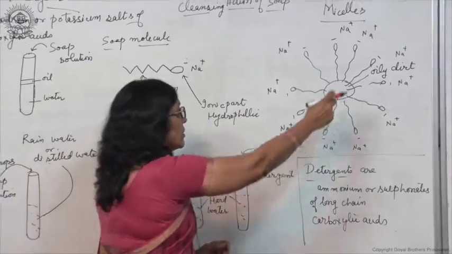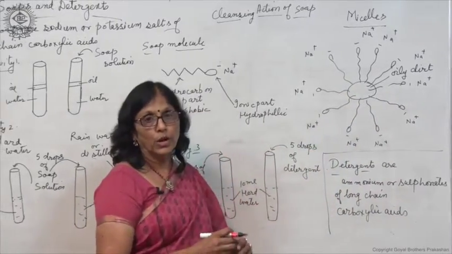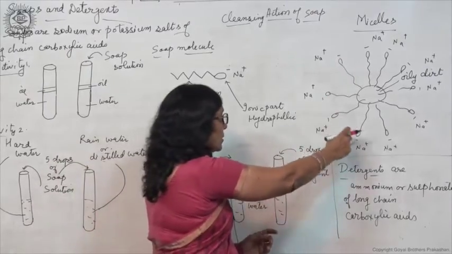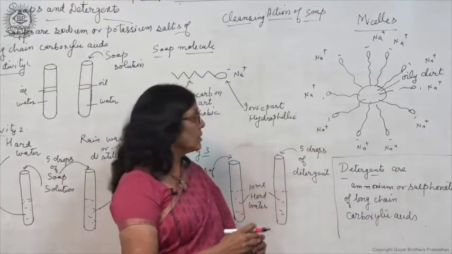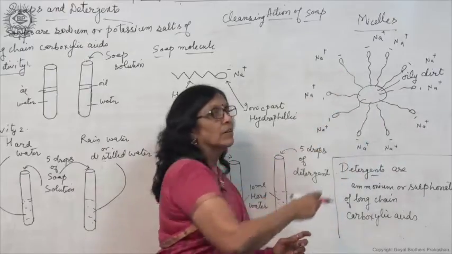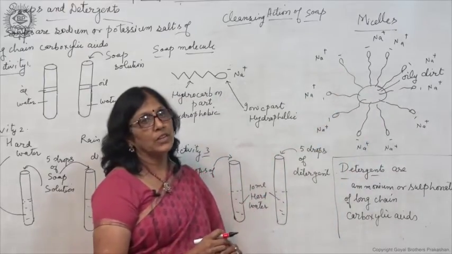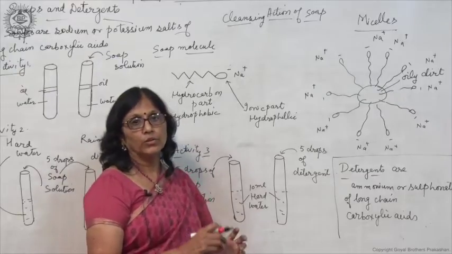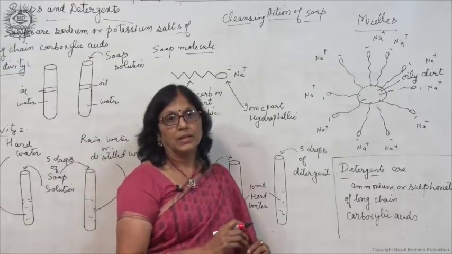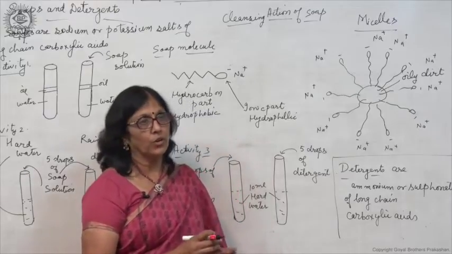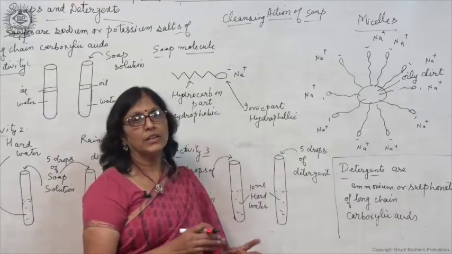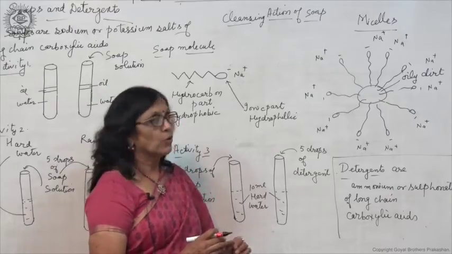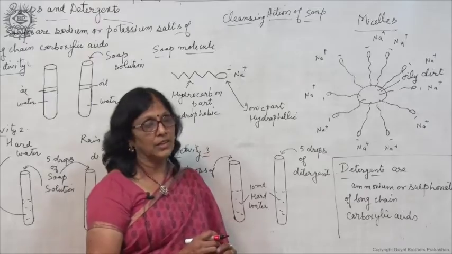Now, these micelles, as I told you, do not precipitate because the ionic ends repel each other, all negative charges outside. So, all the micelles will repel each other and will not precipitate, and when the dirty cloth is cleansed and rinsed in clean water, the oily dirt is washed away. So, this is how soap cleans the dirty clothes.